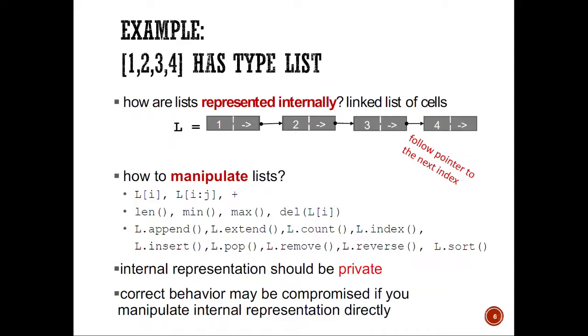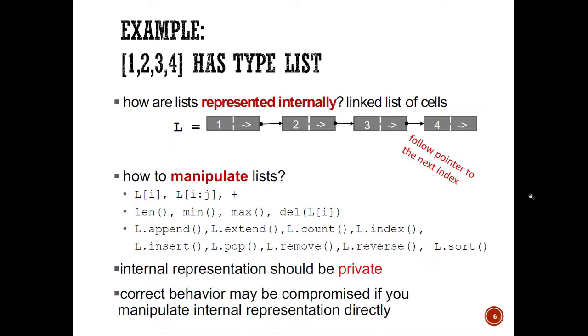So, as an example, this variable has a type list. So how are lists represented internally? In memory, they are basically a set of linked cells. We have the first value with the first pointer, and then the second part of that cell points to the location of the second element within that list. And then again, the second element points to the location of the third element, and so on. So we basically follow the pointer to the next index.